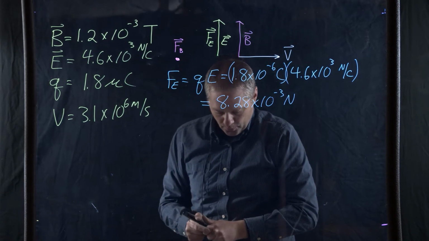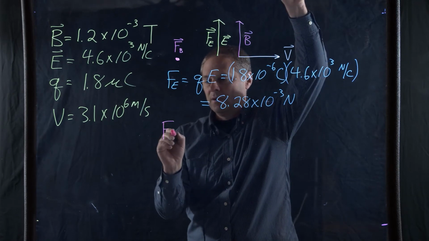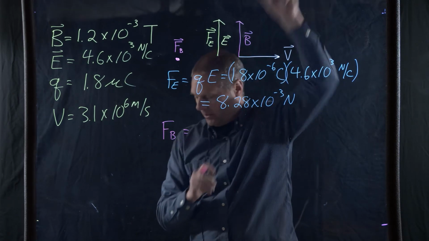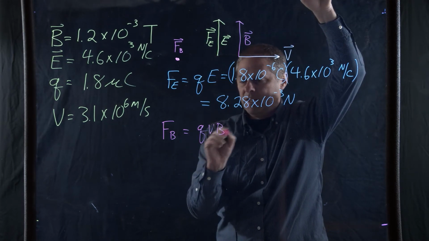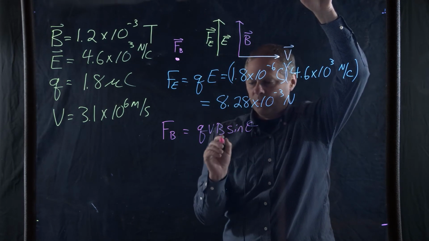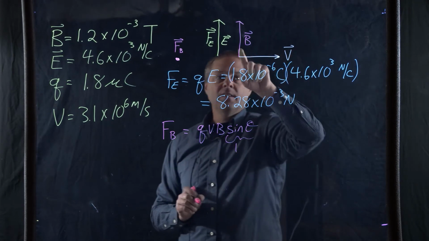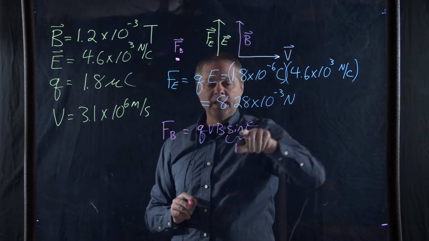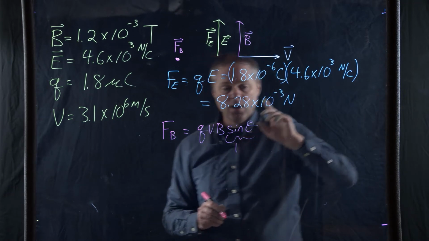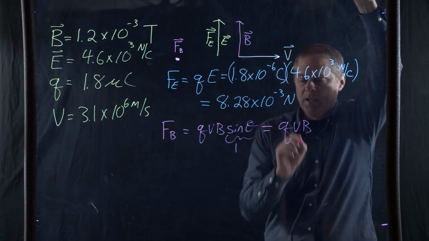Now, if we look at the force on the magnetic field, that's going to be QVB sine of theta. Once again, our sine of theta is going to be 1 because in this case, the angle between the magnetic field and the velocity vector is going to be 90 degrees, and the sine of 90 is going to be 1. And so this is QVB.